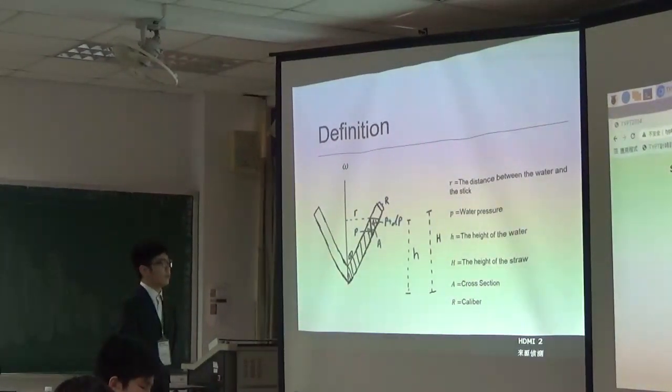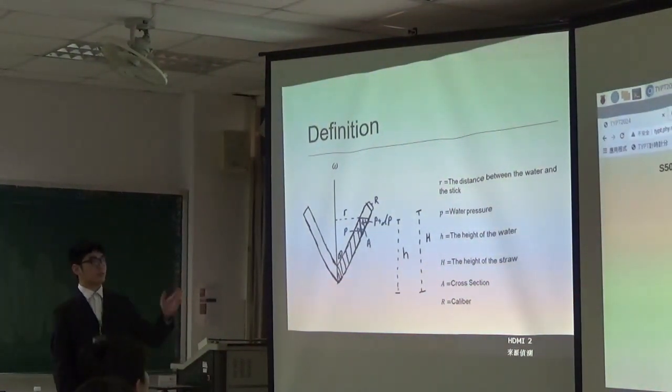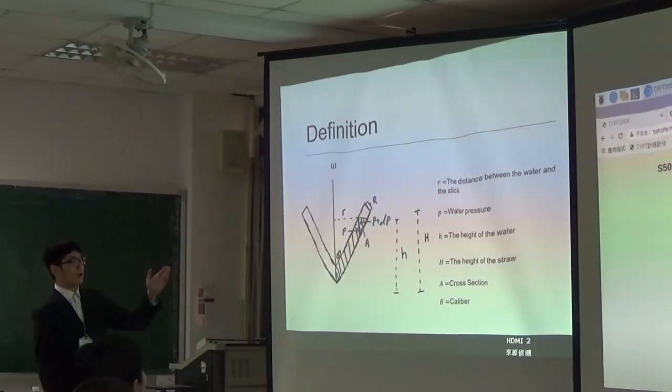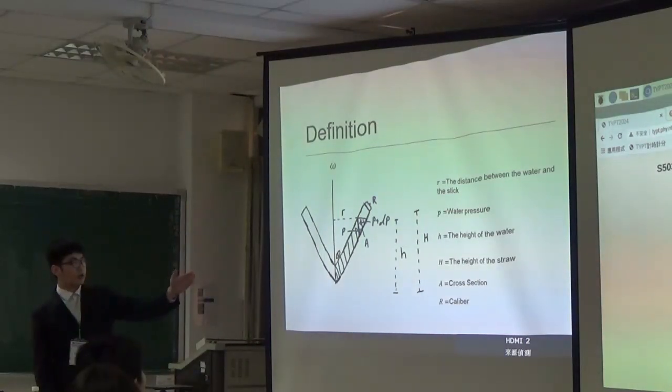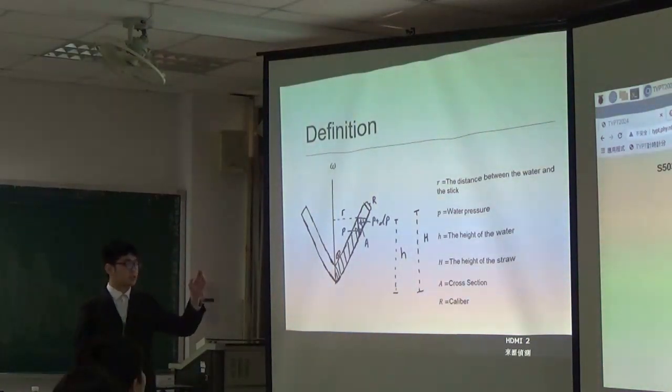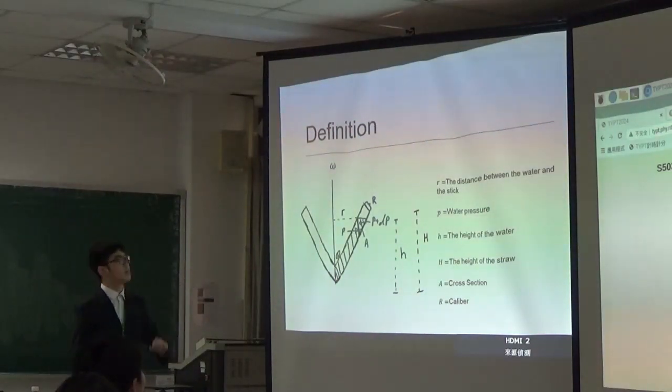I would like to talk about the definition. For the smaller r, I will define it as the distance between the water and the stick. And P is the water pressure. And the smaller h is the height of the water. And capital H is the height of the straw. And A is the cross section. And R is the caliber.